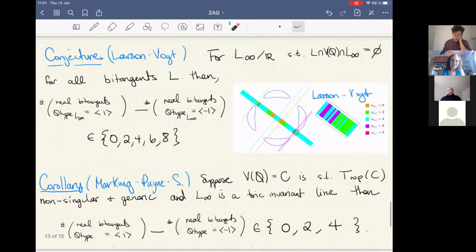One thing that would be nice is if this tropical approach would lead to new invariants. As we said, this difference in general is not an invariant. It's always 4 if the line at infinity is disjoint.